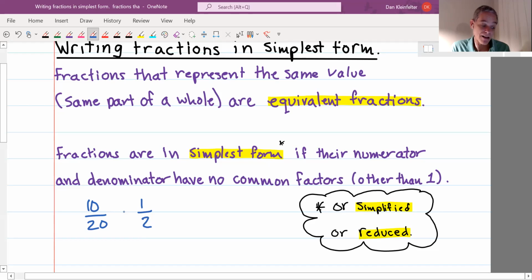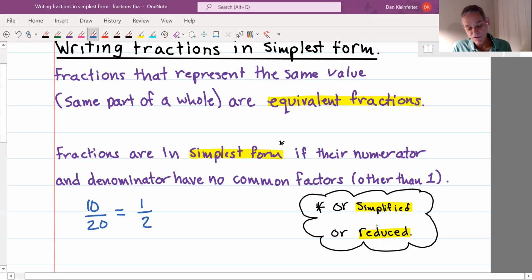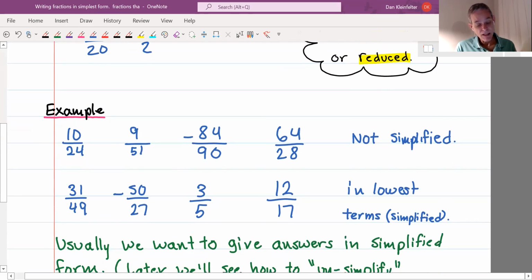And an important fact about these two fractions is that they represent the same value. We haven't changed how much one is worth by referring to it as 1/2 instead of 10/20ths. So I won't be using the phrase reduced very much, but you will see it out there. Simplest form, simplified, or in lowest terms. Some examples of fractions that are simplified and some that are not.